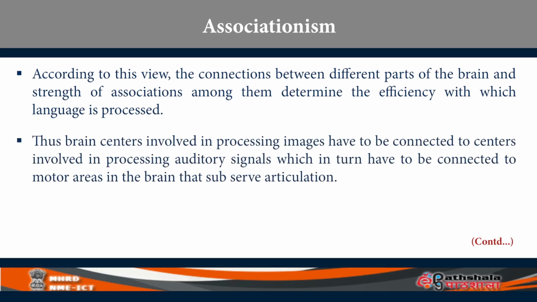So brain centers involved in processing images, for instance, have to be connected to centers involved in processing heard sounds, which in turn have to be connected to the motor area in the frontal lobe, which sends instructions down to our speech muscles to open our mouth and speak. So there have to be connections from the comprehension area to the motor area, which sends signals down to the speech muscles. So it is these associations which are important, not particular locations. This is why it is called associationism.